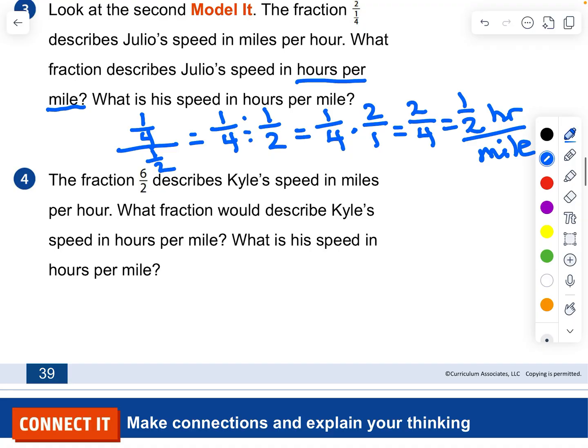Number 4, the fraction 6/2 describes Kyle's speed in miles per hour. What fraction would describe Kyle's speed in hours per mile? What is his speed in hours per mile? So I think you can do that one pretty quickly. 2/6 would be hours per mile. And in this case, 2 doesn't divide by 6, but 2/6 would simplify to 1/3 hour per mile.